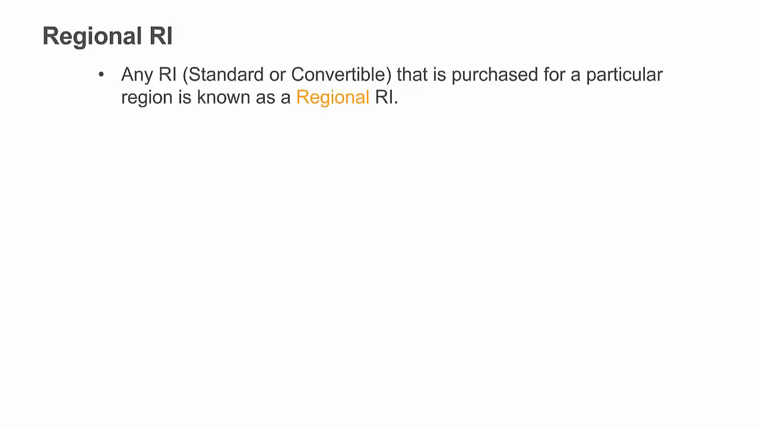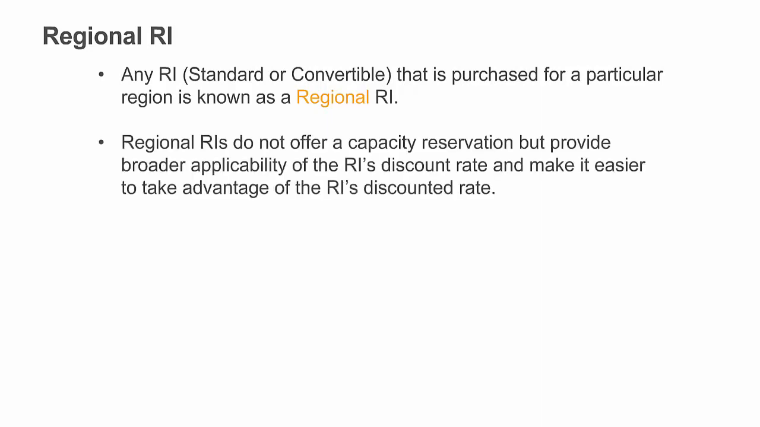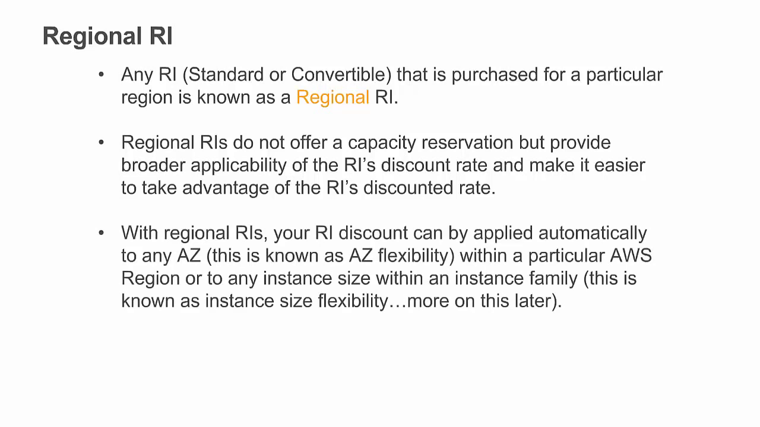So that was a zonal RI. What is a regional RI? Any RI, standard or convertible, that is purchased for a particular region is known as a regional RI. Regional RIs do not offer a capacity reservation, but offer flexibility and make it easier for you to take advantage of the billing discount provided by the RI. Regional RIs provide AZ flexibility, and effective March 2017, they also provide instance size flexibility.